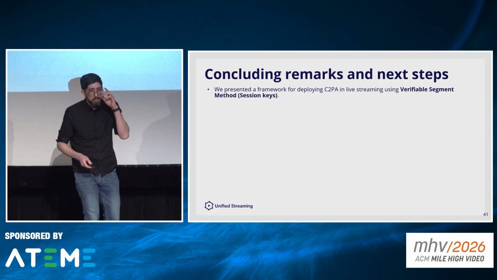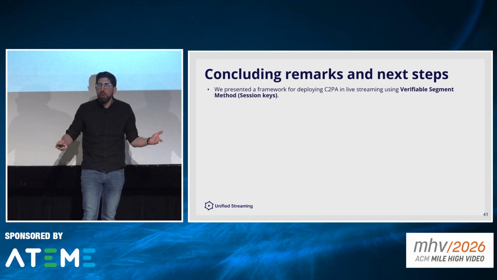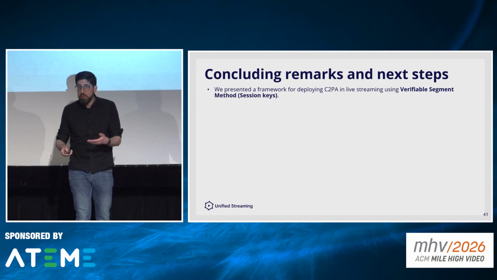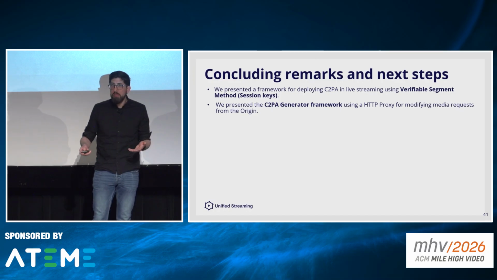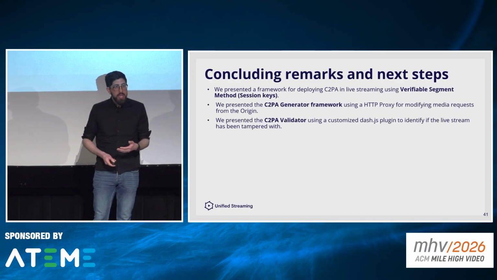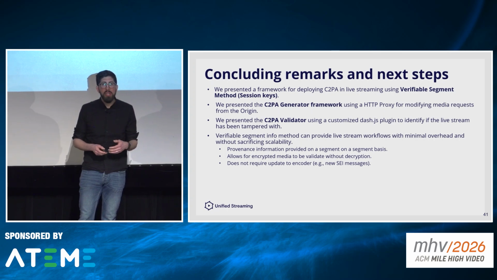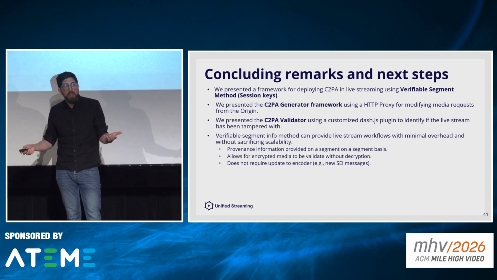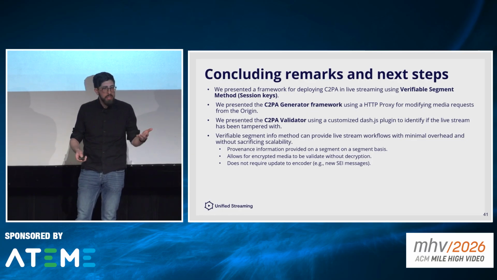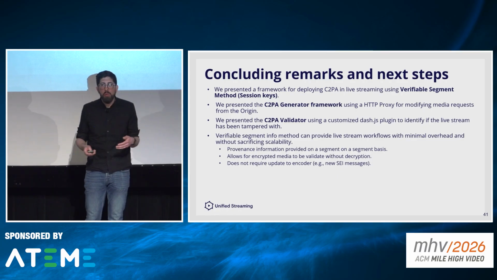Concluding remarks: we present a full workflow of the verifiable segment info method using session keys. We present the C2PA generator framework using an HTTP proxy. We present a C2PA validator using a customized dash.js plugin to identify whether the live stream has been modified or not. The verifiable segment info method can provide the live stream, with minimal overhead and without sacrificing scalability, provenance information that you can validate on a segment-by-segment basis. It also allows encrypted media to be validated without decryption.